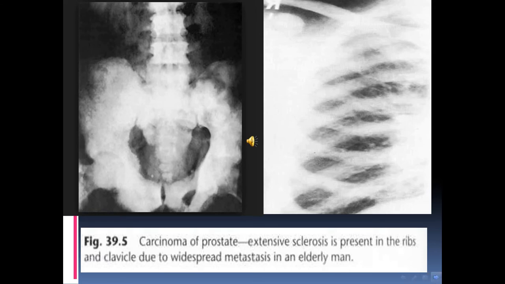Sometimes the metastasis can appear as dense bones. So in this example, we can see that the vertebrae, the pelvis, and even the ribs show a generalized increase in the bone density. And this represents a case of metastasis from carcinoma of the prostate that results in diffuse or extensive sclerosis of the ribs, clavicles, and pelvis.